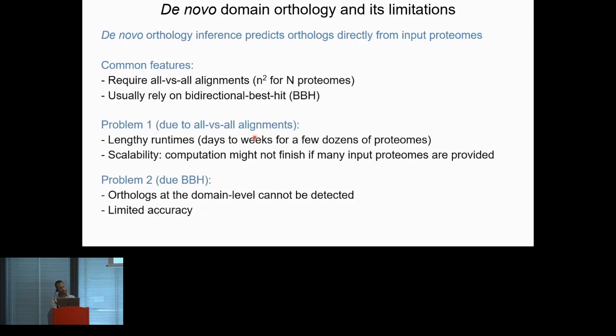All these de novo tools have many things in common, but two of the important things are they all require all versus all alignments, and they usually rely on the bidirectional best hit for predicting the orthologs. These two things cause two main problems. The alignments are extremely lengthy, which affects the scalability. Scalability means that it will work maybe with 50, 100 proteomes, but if there are very many proteomes, then it will never finish. And the second problem is that, using the BBH, you cannot predict orthologs at the domain level. I will go into detail soon.